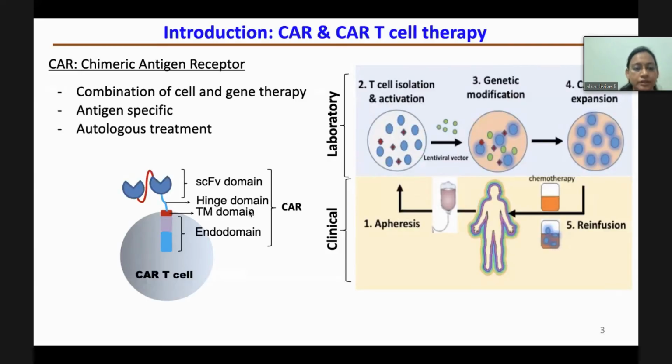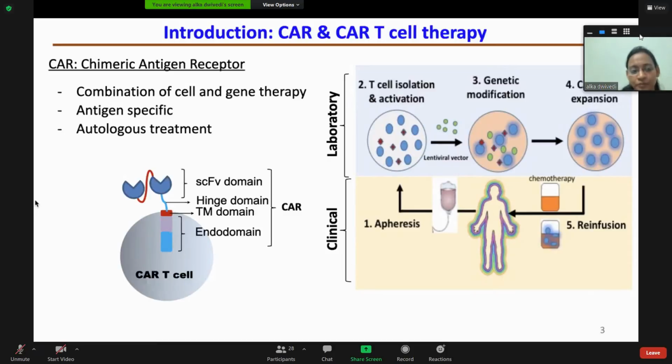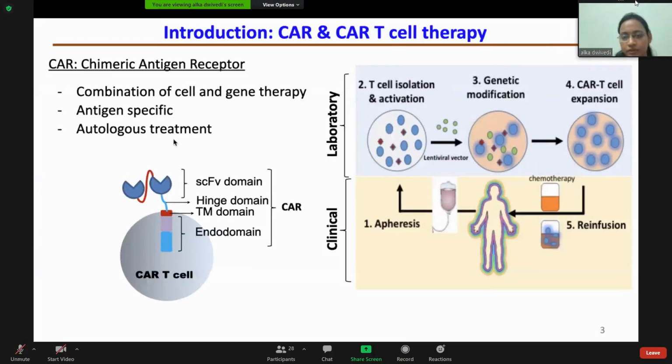And here is the scFv. If you see, this is the CAR T cell, and the receptor is the CAR receptor, which has different domains. For example, the scFv domain, which has antigen specificity, the hinge domain, the transmembrane domain, and the endodomain, which has CD3 zeta and the 4-1BB co-stimulatory signal. The entire chimeric protein is the CAR, and this is an autologous treatment.